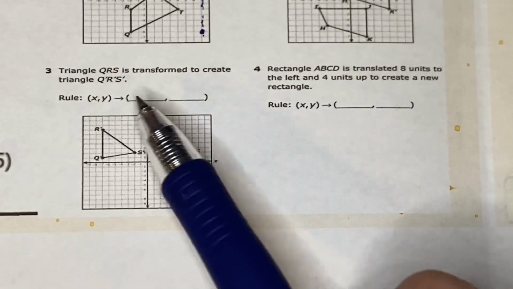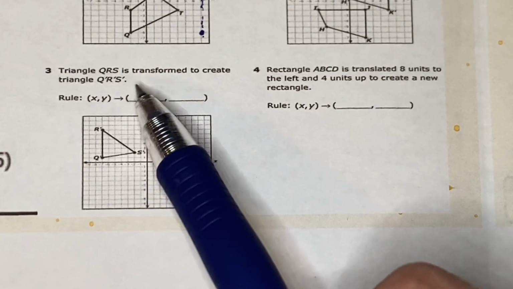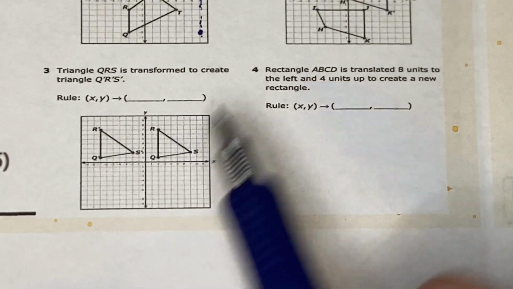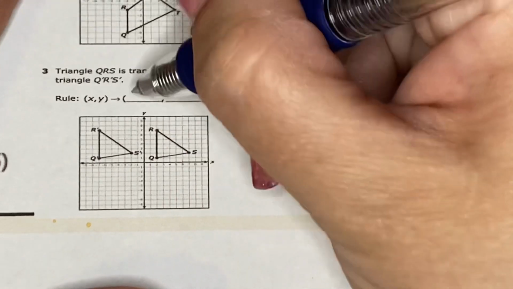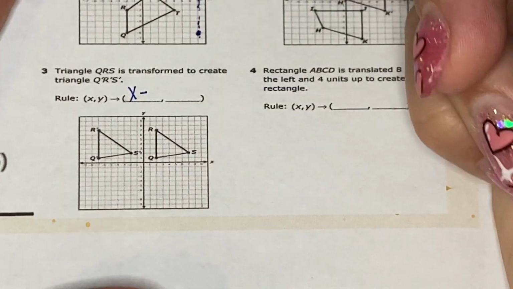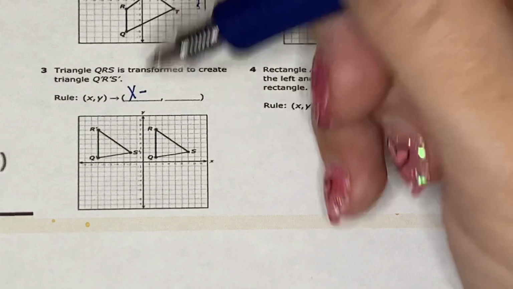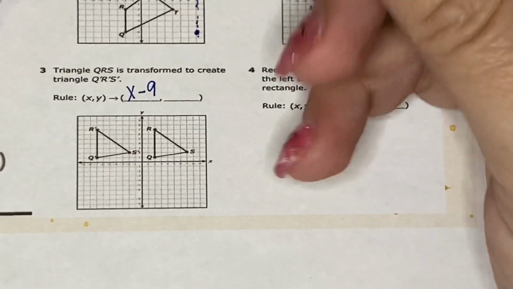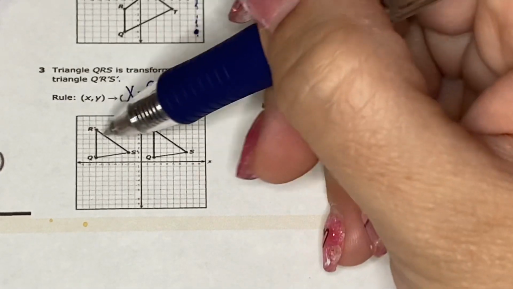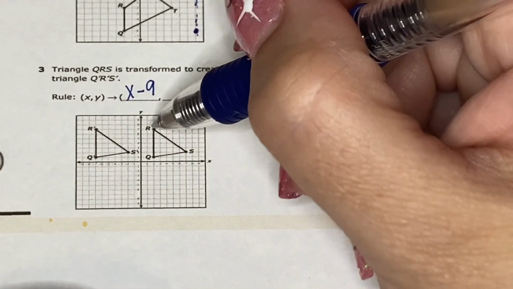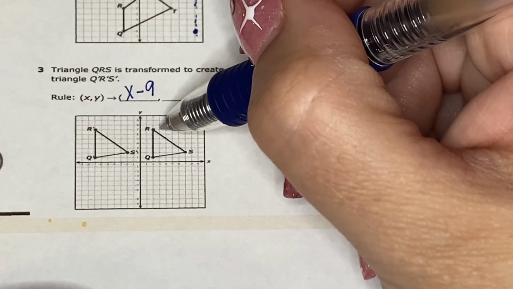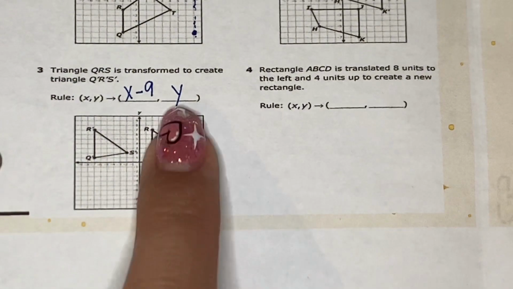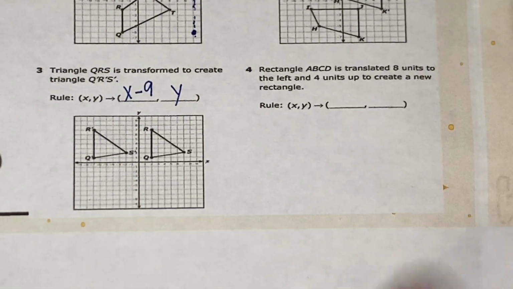Okay. This is transformed to create Q prime, R prime, S prime. So here's a note. It moved to the left, right? Now, since our X moved to the left, it would definitely have to be X minus because we're moving to the left. So now you're going to count how many units did it move to the left, and it moved 9 units. You count the 9 units. Did it move up and down? Let's see. Did it move up and down? Looks like it didn't, so you just leave Y alone. So Y stays. Y didn't move, so it's just Y.